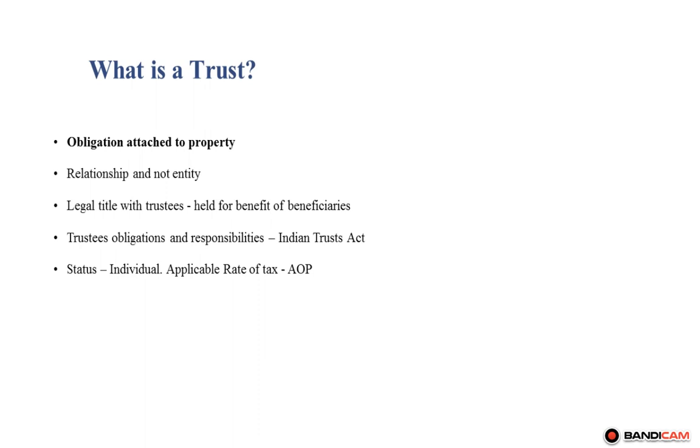In accounting terms, entity means a separate entity, a business separate from the owners. So here trust is not a business. Then legal title with trustee held for benefit of beneficiaries. So legal title of trust is with the trustee held for the benefit of the public. Then trustee's obligation and responsibility is prescribed under the Indian Trust Act. Status individual, applicable rate of tax AOP.